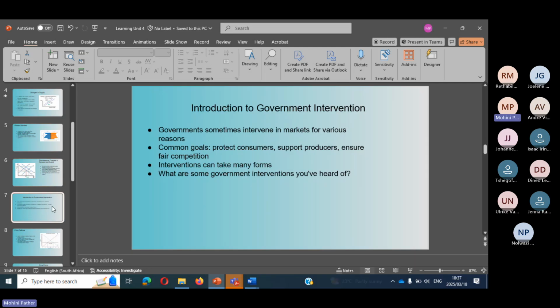Obviously there is a necessity for government intervention, and that's where Keynesian economics comes into it. That's the current type of economics that we employ in our most modern systems. Essentially, the idea is that they're supposed to protect the consumers, support producers, and ensure fair competition. But in protecting the consumers and supporting producers, what we tend to lose is actually fair competition in the long run.